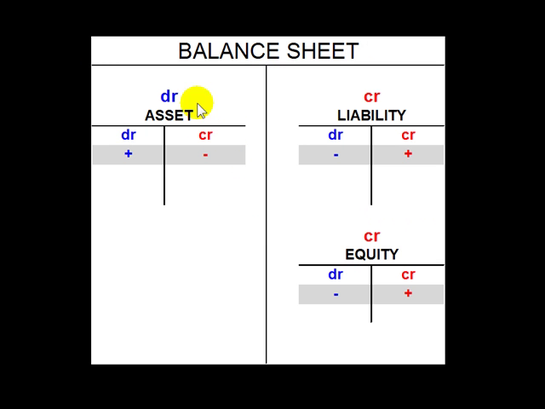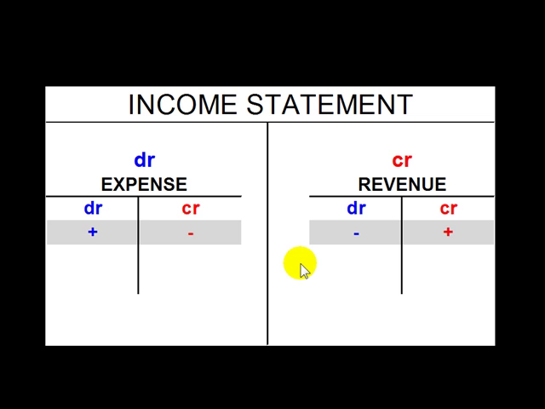Once again, here's my balance sheet T accounts. Okay, my assets are a debit, my liabilities a credit, my equity is a credit. Here's my income statement T accounts. Here's my expense and my revenue. Expense is a debit, normal balance. Revenue is a credit, normal balance.